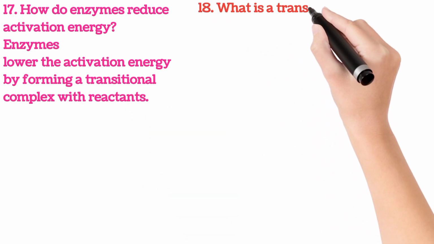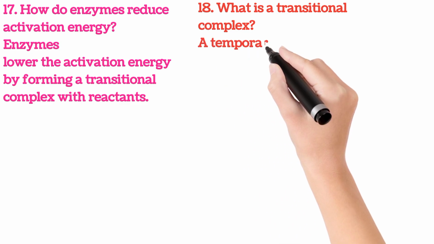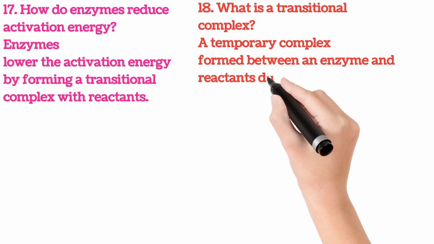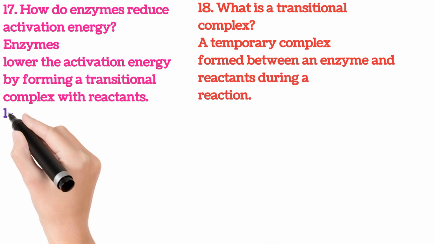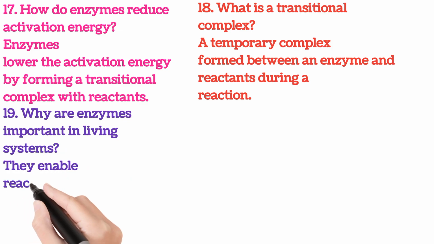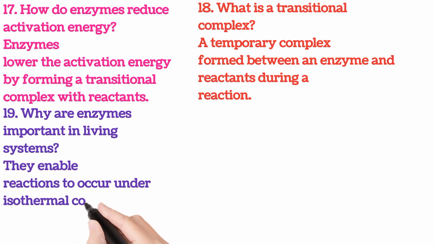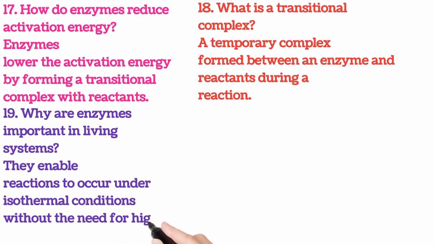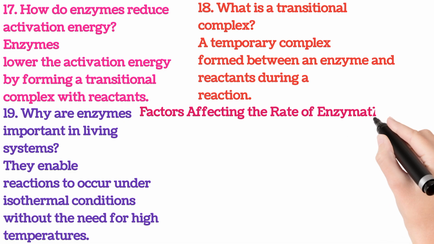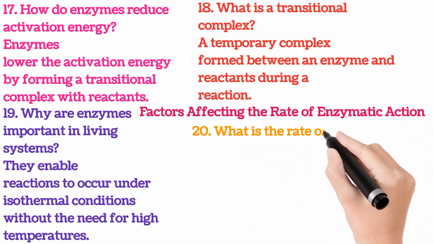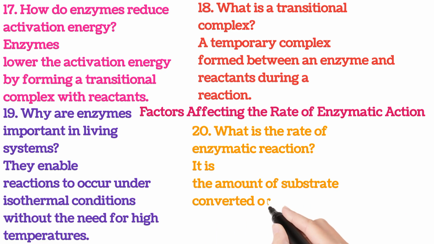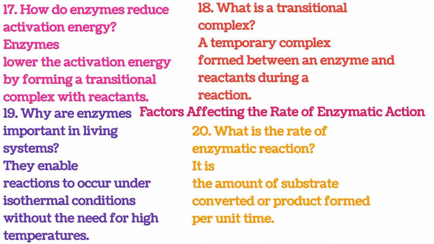18. What is a transitional complex? A temporary complex formed between an enzyme and reactants during a reaction. 19. Why are enzymes important in living systems? They enable reactions to occur under isothermal conditions without the need for high temperatures. Factors affecting the rate of enzymatic action. 20. What is the rate of enzymatic reaction? It is the amount of substrate converted or product formed per unit time.